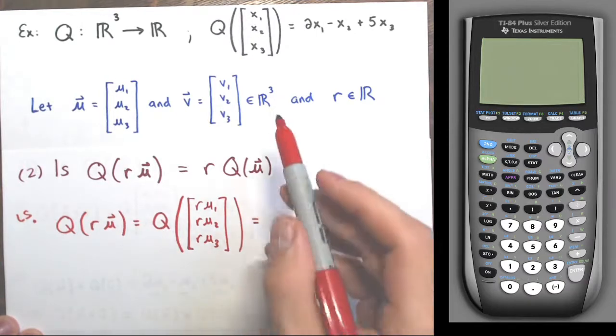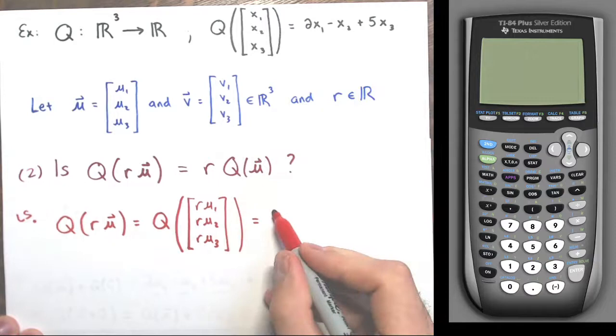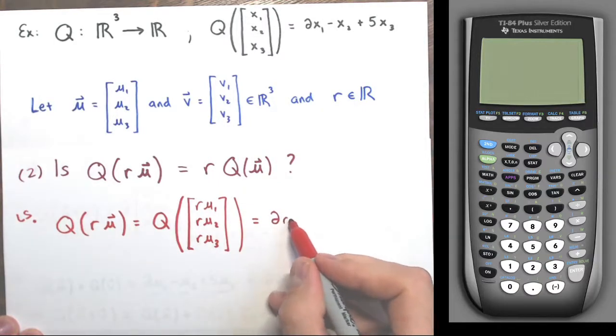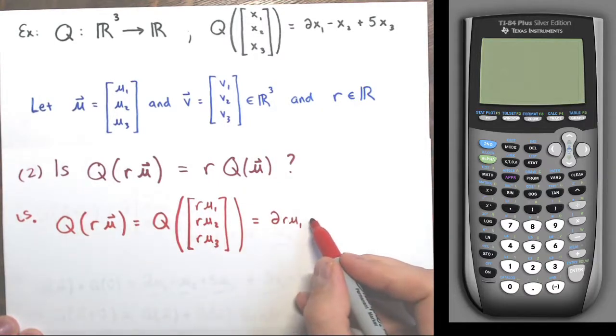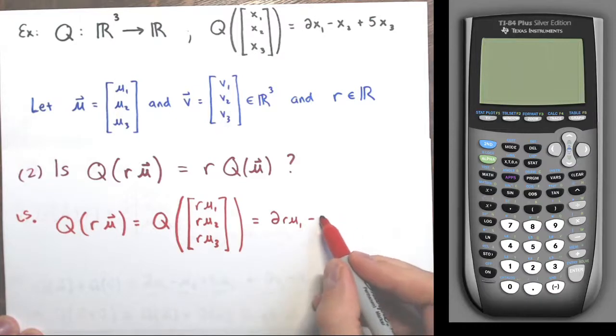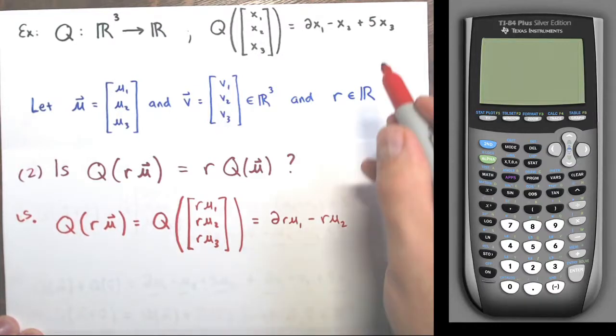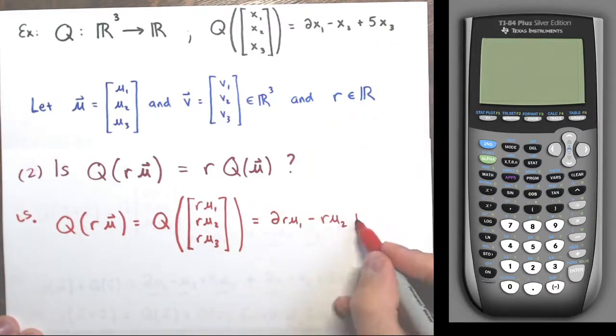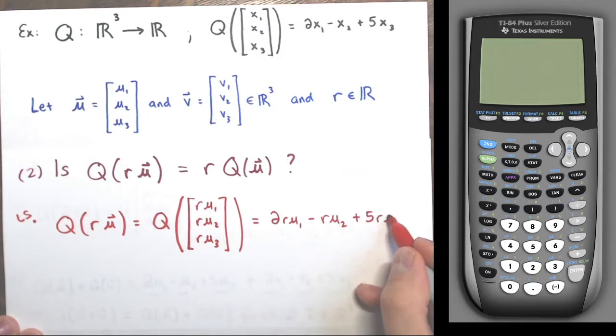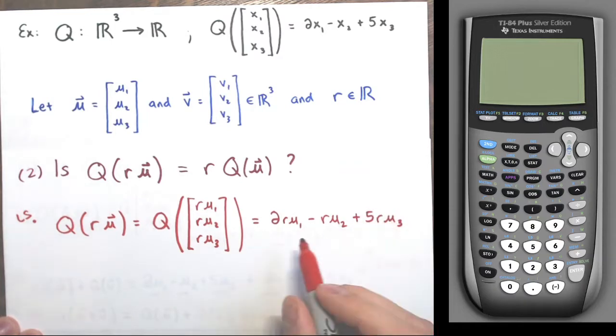And remember, the output is 2 times the first component, so 2 times ru1, minus the second component, so minus ru2, and then plus 5 times the third component, so plus 5 times ru3. All right, so that's what I'm getting. That's as simple as it gets. There's no parentheses or whatnot. Nothing to distribute. But there we go.